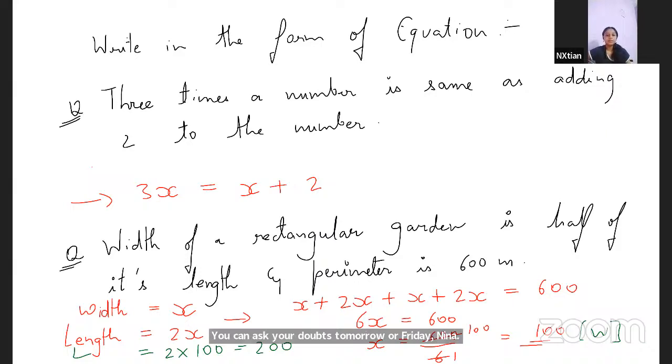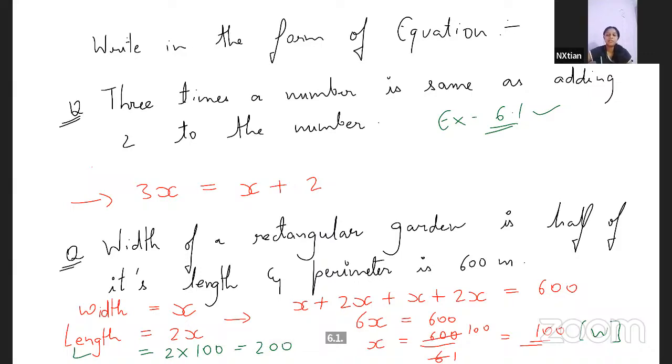Ma'am, could you repeat the exercise you told us to practice from? Chapter 5 you have to practice. And from this chapter, exercise 6.1. You just have to give 3 examples of linear equations in one variable. That's the homework in 6.1. Okay.